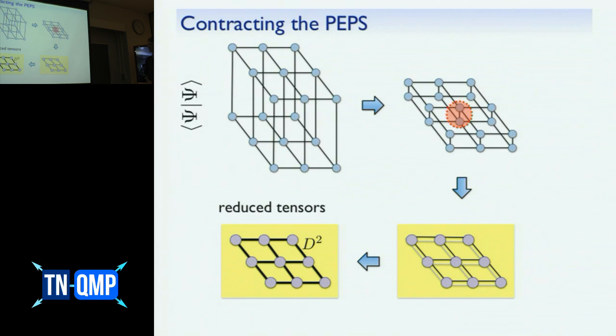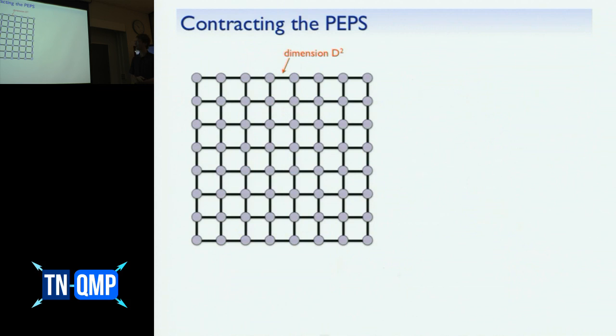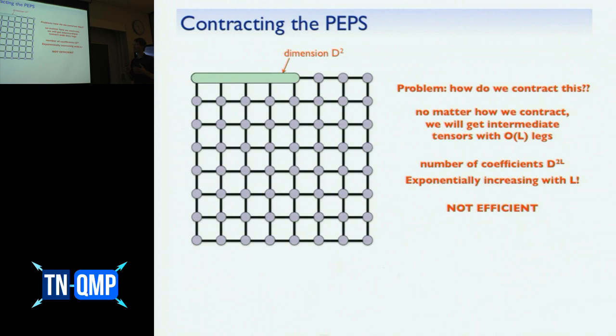Okay, so let's try to do this. So here we have such a square lattice network of these reduced tensors. And let's now find a way to contract this network. So we can start up here, multiply these two tensors together. Let me take the next one and the next one. And then you notice quite quickly that no matter how we try to contract this network, this is always going to be exponentially hard.